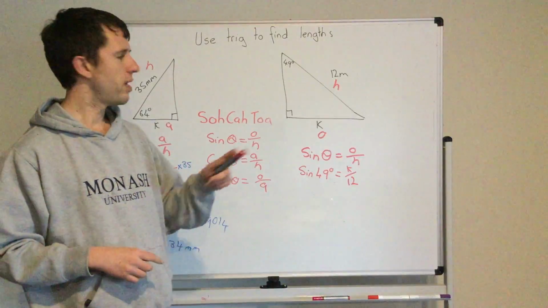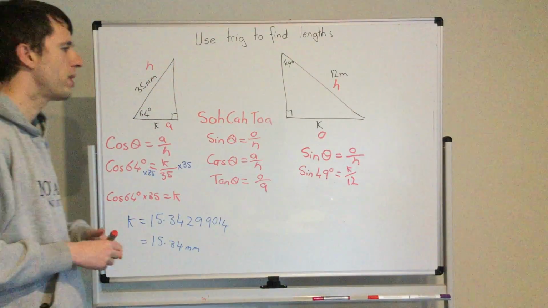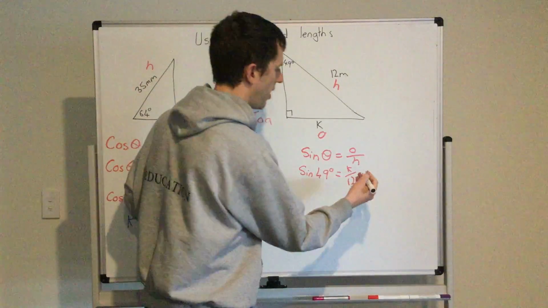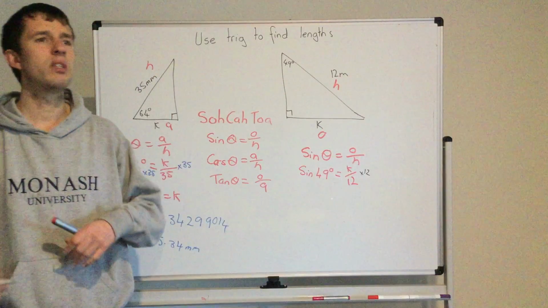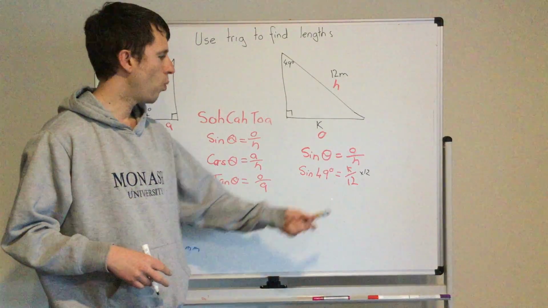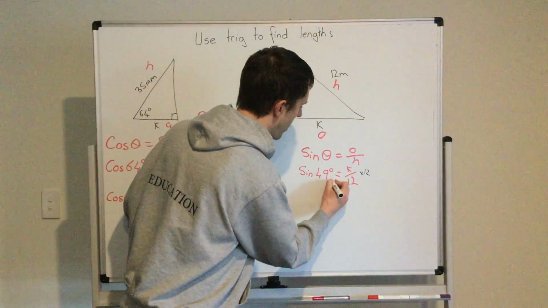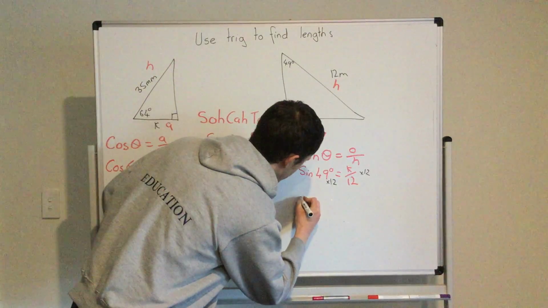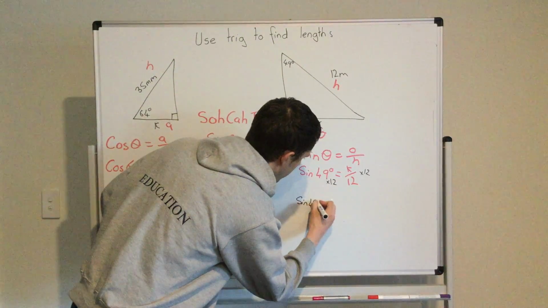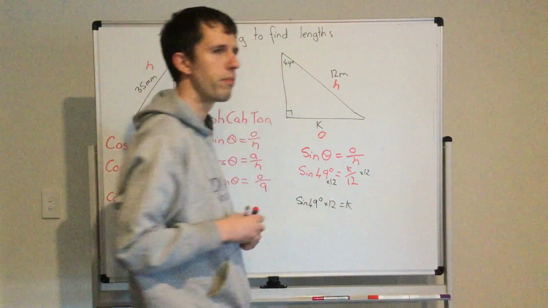We are going to be thinking about, okay, how do I get K by itself? I need to times this side by 12, because divide by 12 times by 12 cancels out. Whatever you do on one side, you must do on the other. So I times this side by 12. I'm just going to rewrite that: sine 49 degrees times 12 equals K.